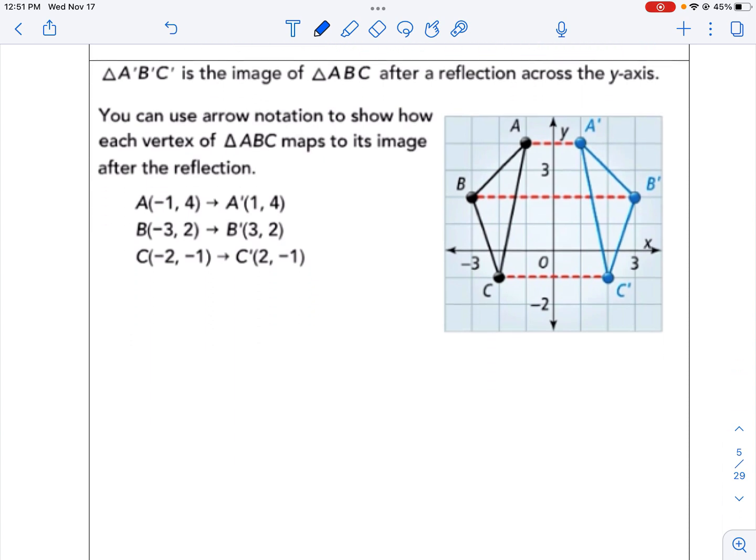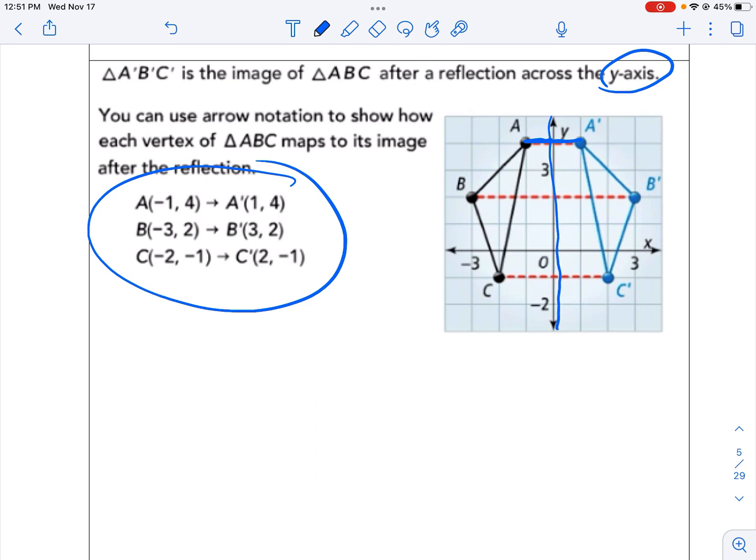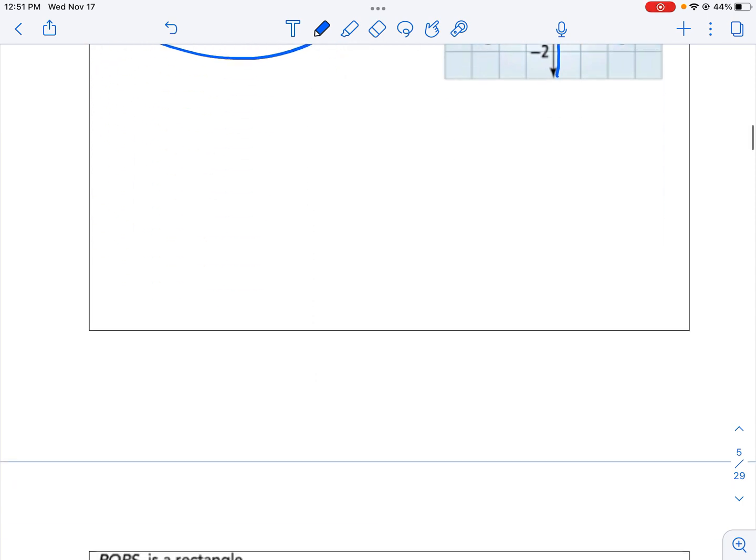So here is arrow notation. We should be familiar with the arrow notation from translations. Same with reflections here. This would be a reflection over the y-axis, as you can see. The y-axis is halfway between all the points, the original and its image, so that would be a reflection over the y-axis.